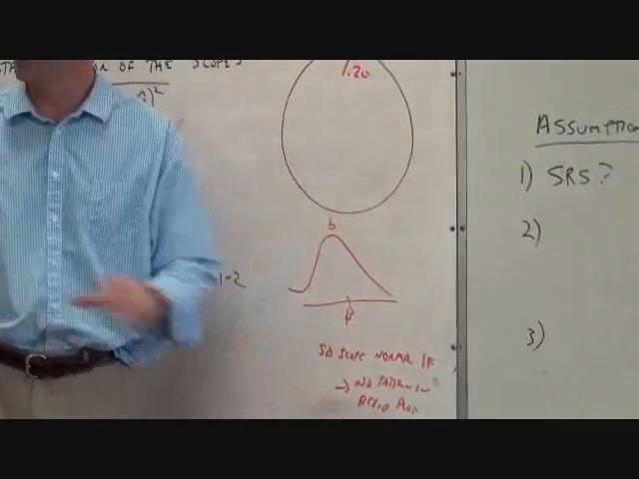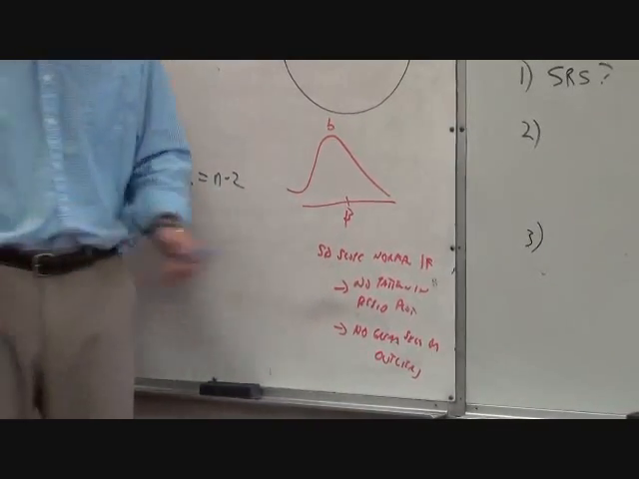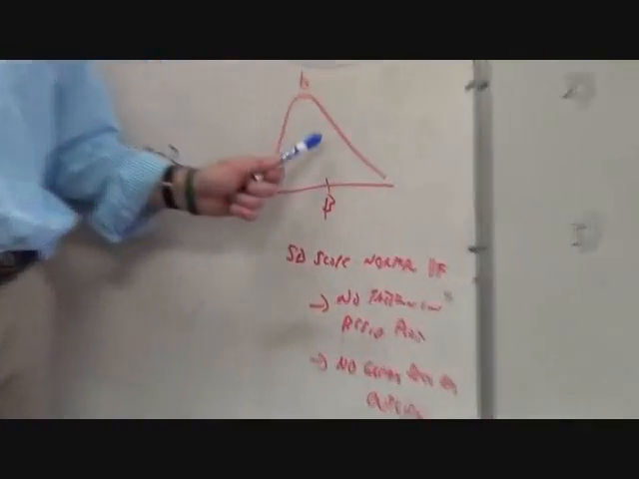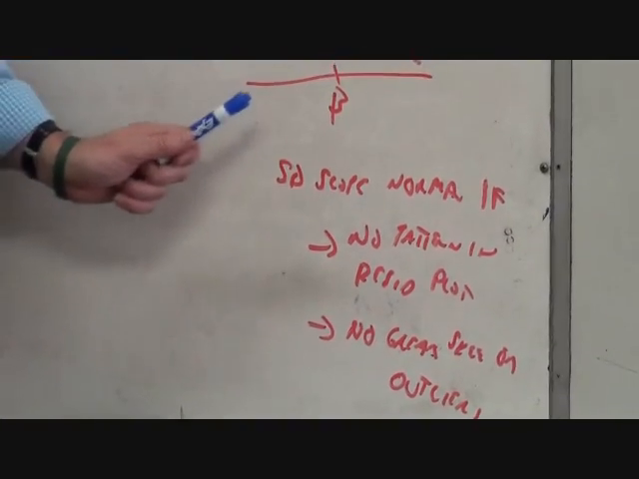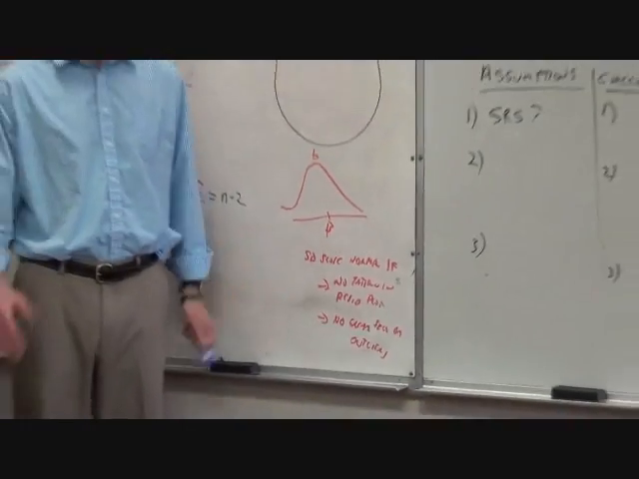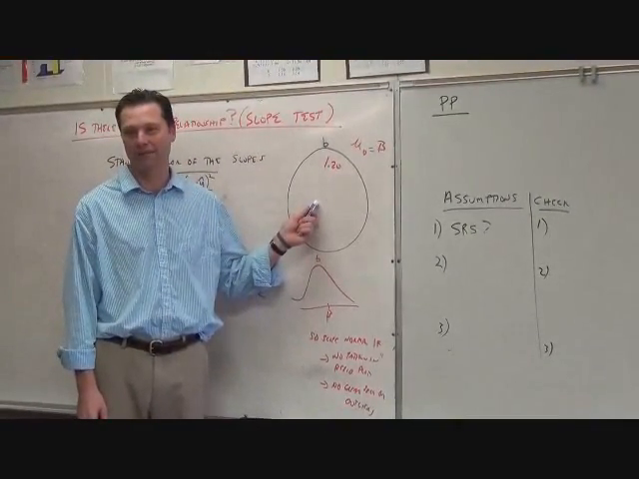And the other one is that there's no great skewness or outliers in those residuals. So if those two conditions are met, then we can safely assume that the sampling distribution of all the possible sample slopes would be normal. So the last thing we have to talk about is how spread out these are going to be.